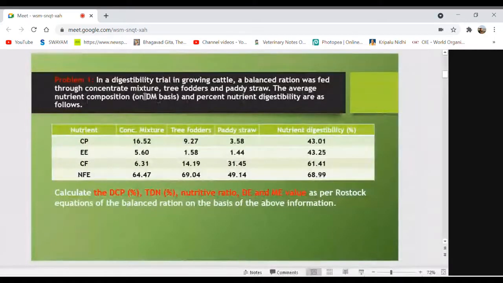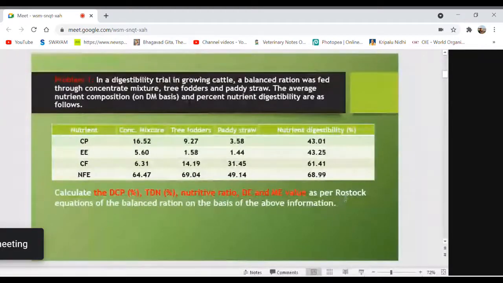The average nutrient composition on dry matter basis and percent nutrient digestibility. This is the digestibility coefficient of nutrients. Percent nutrient digestibility means digestibility coefficients of nutrients are as follows. Okay. Now, what you have to calculate? You have to calculate the DCP percentage. Okay, you can calculate everything, but specifically it is asked that you calculate the DCP percentage, then TDN percentage. Of course, for calculating TDN percentage, you have to calculate everything. Then nutritive ratio, DE and ME value as per Rostock equation.